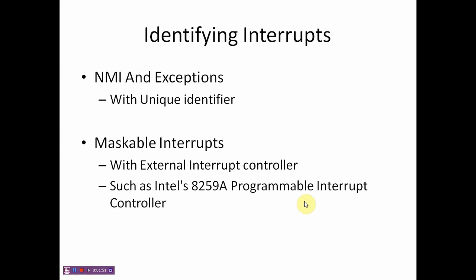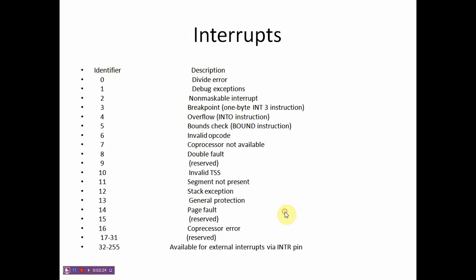Next is identifying interrupts. How does the processor identify the interrupts? For non-maskable and maskable interrupts, there are two different identifiers. With the help of these unique identifiers, the processor identifies non-maskable and maskable interrupts. For maskable interrupts, the processor identifies them with the help of an external interrupt controller such as Intel's 8259A programmable interrupt controller. This is a table which shows the identifiers. These are the unique identifiers which describe the particular interrupts.